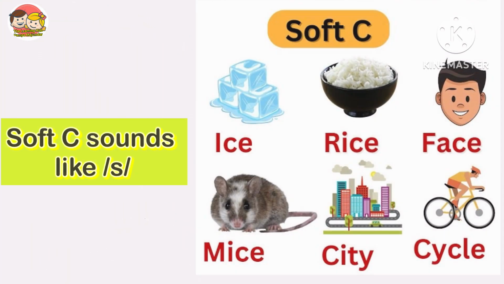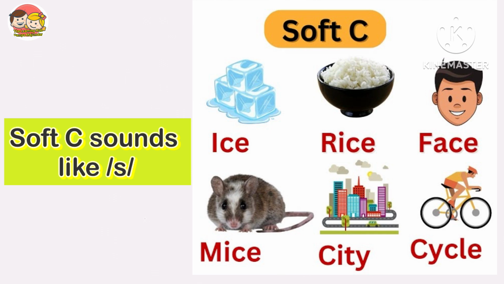Now let's learn the soft C sound. Soft C sounds like s, s, as in ice, rice, face, mice, city, cycle. So here the letter C is making s sound.